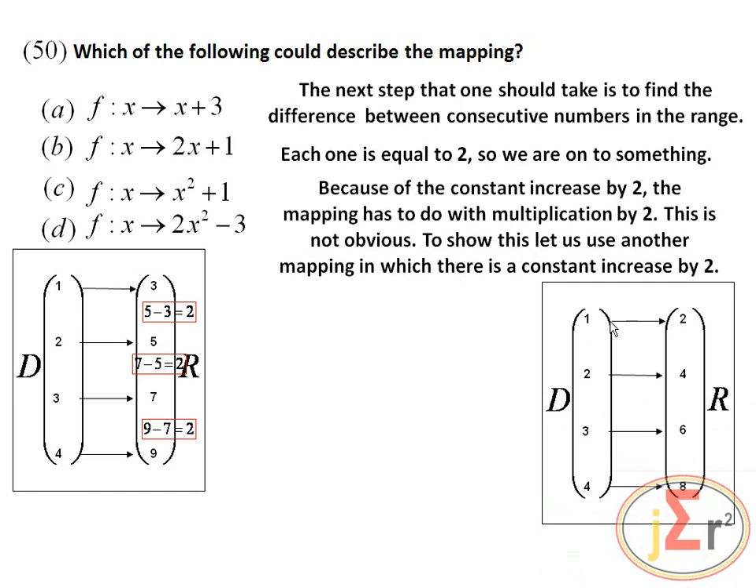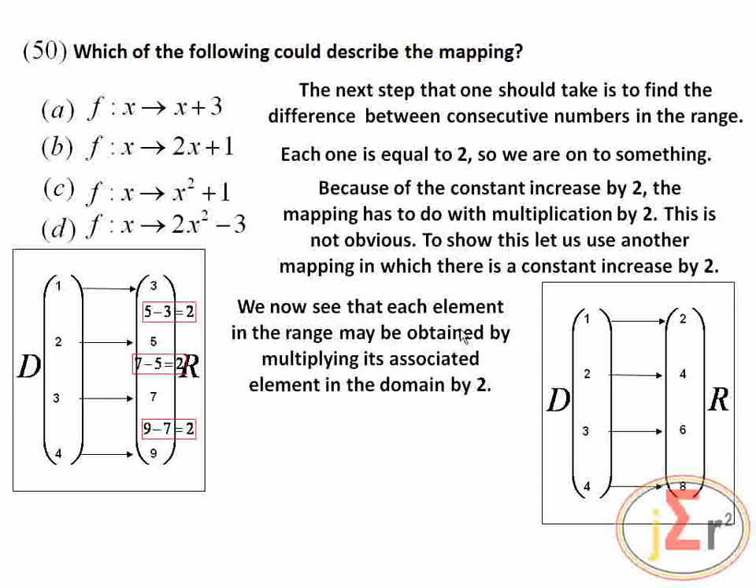No doubt. Then we see that 1 multiplied by 2 is 2. 2 multiplied by 2 is 4. 3 multiplied by 2 is 6. 4 multiplied by 2 is 8. Therefore, we can conclude that it has something to do with multiplication by 2. It is usually the case when the difference between the consecutive ones is 2 all the time. We now see that each element in the range may be obtained by multiplying its associated element in the domain by 2. And that is for this particular function.